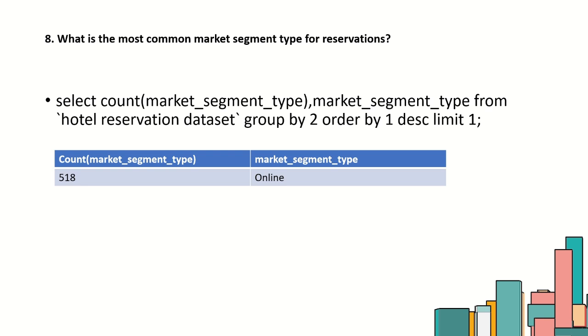What is the most common market segment type for reservations? So here what I was supposed to do is market segment type to find out that market segment type which is most common. So for the commonness, what I have done is, I have used the count function and then I have grouped it by market segment type, then again used order by, and then limited it to 1. So we can see that the most common market segment type is online with count of 1518.